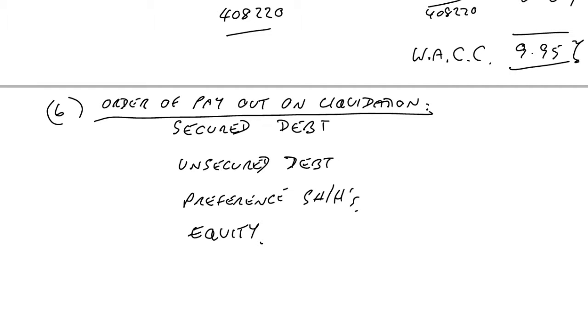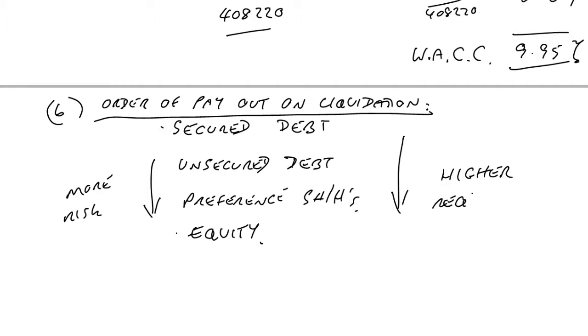And so who's most at risk? Equity is most at risk of not getting anything. Who suffers the least risk of not getting anything? The secured debt. And that's the relationship he's talking about. The further down the list, the more risk of not getting anything, and therefore, the further down the list, the higher the required return.